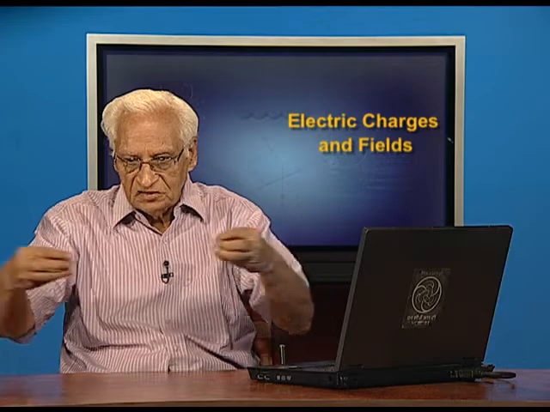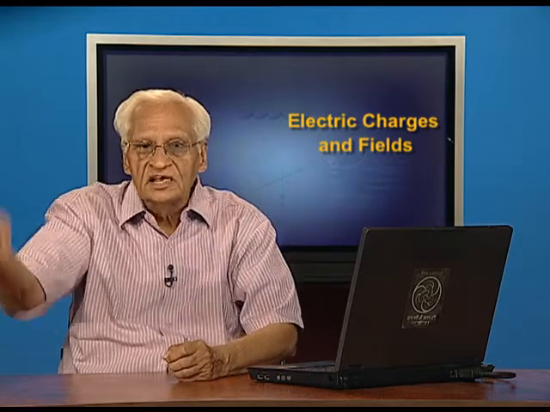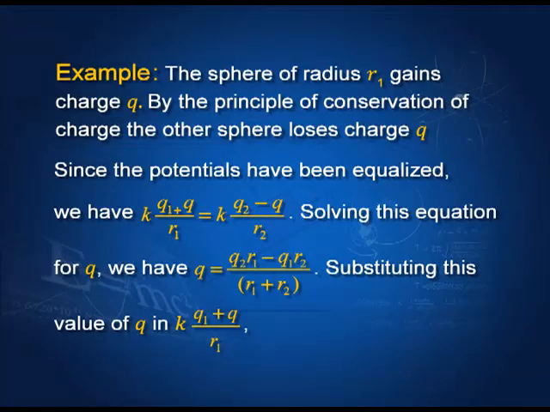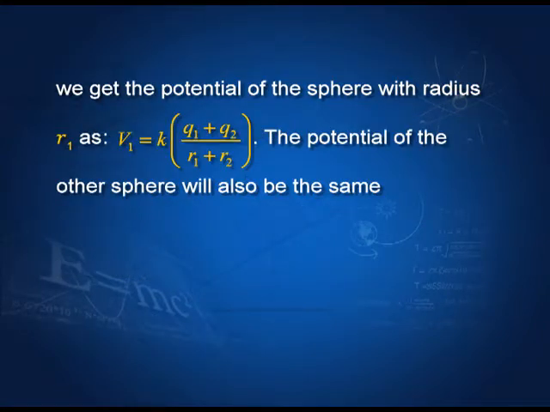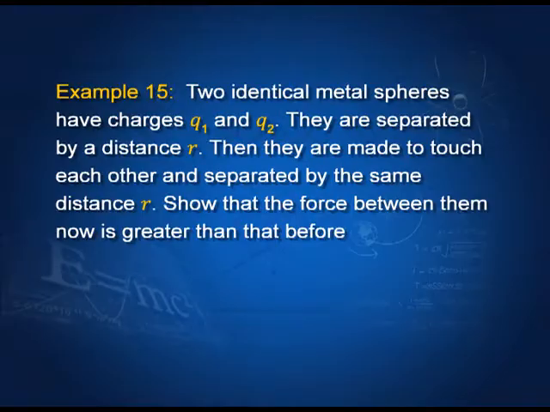And since the potentials were equalized, the potential on the other sphere should also have this value. You can verify. All that you do is substitute the value of q from here in this, and you will get this result. Another example: two identical metal spheres have charges q1 and q2.